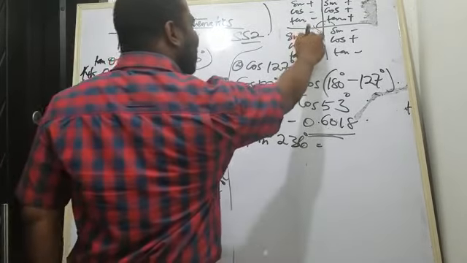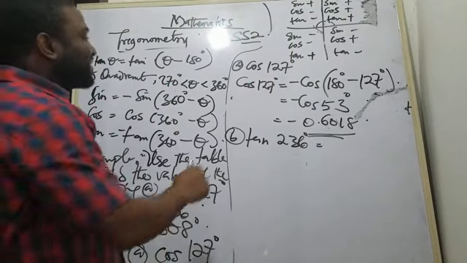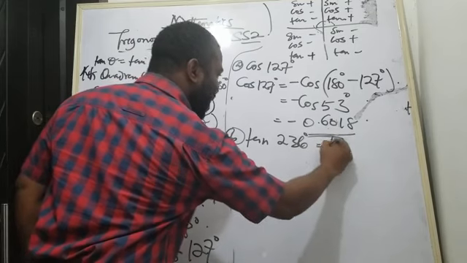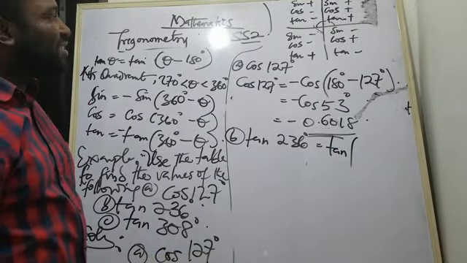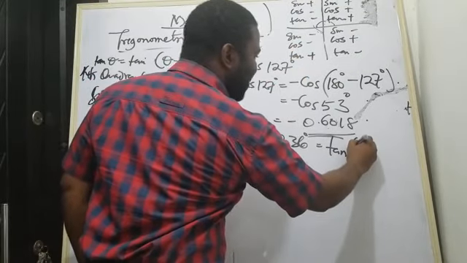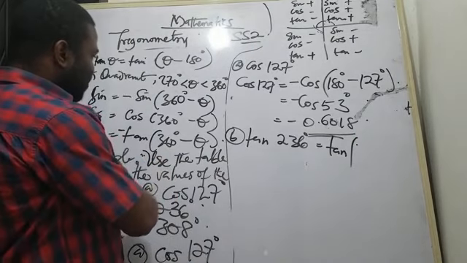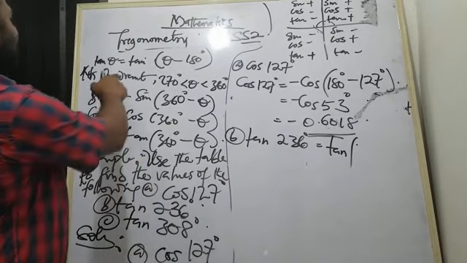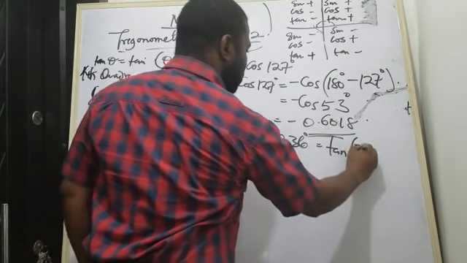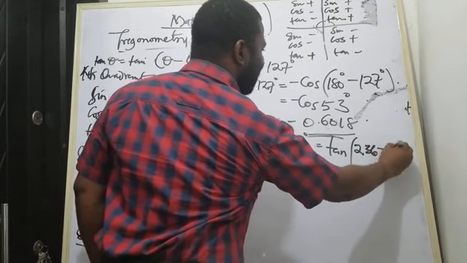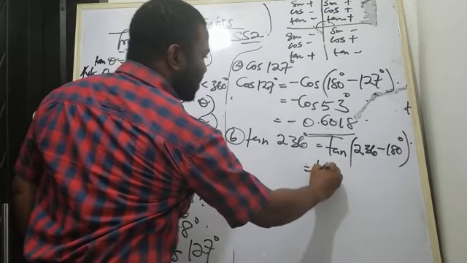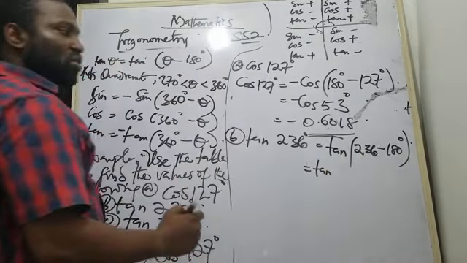Now, since this falls under the third quadrant, tan in the third quadrant is what? Positive. So you have positive tan, and under it you will have theta minus 180 degrees, like I've given you earlier. On the third quadrant, tan, it will be theta minus 180 degrees. So what's our theta? 236 minus 180 degrees. Alright?